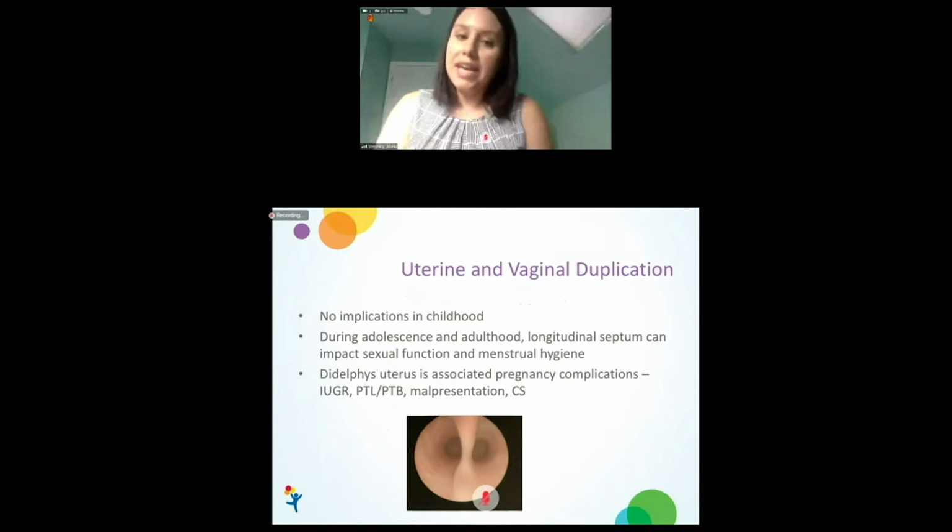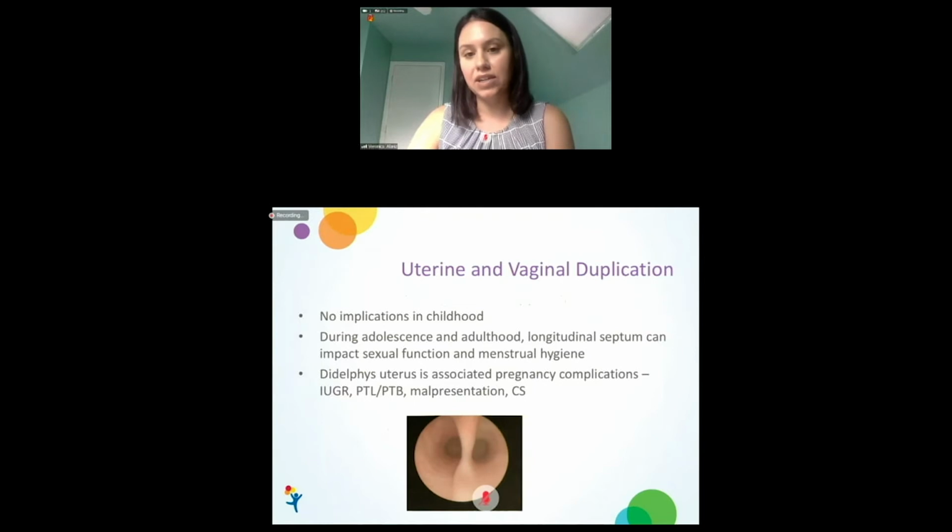And then the duplicated uterus or the didelphys uterus can be associated with pregnancy complications, specifically intrauterine growth restrictions, so small babies, preterm labor, preterm birth, malpresentation, meaning the baby will be butt first instead of head down, and then need for C-section.